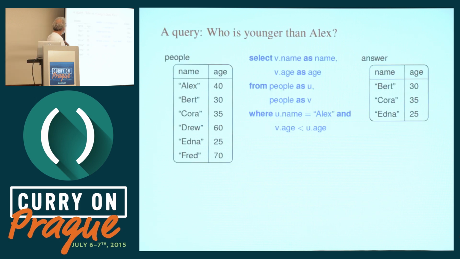So here's a little database of people, and here's a query that we can run over that. From people bound to u, and from people also bound to v. If u's name is Alex, and v's age is less than u's age, then select v.name as name and v.age as age. And you get that table over there. Those are all the people who are younger than Alex. Okay? Any questions about that? You can nod if that is completely boring. Nobody is nodding.